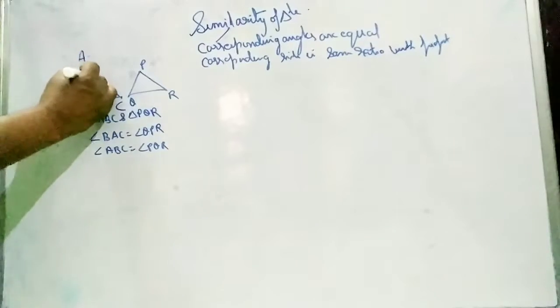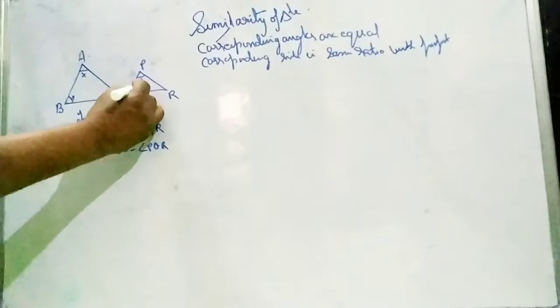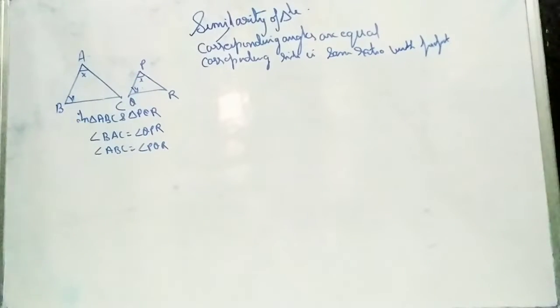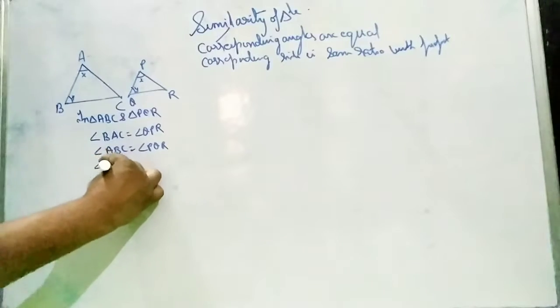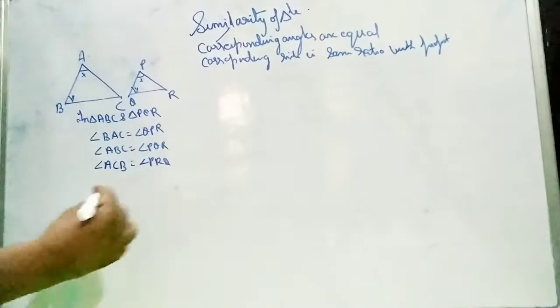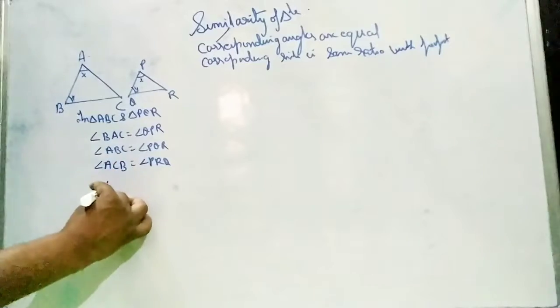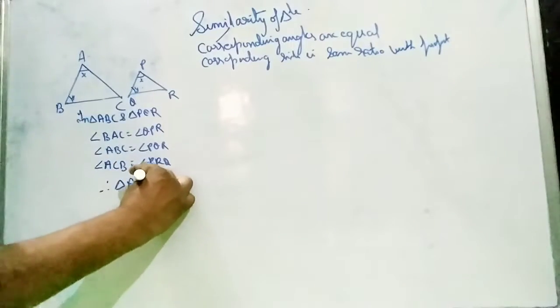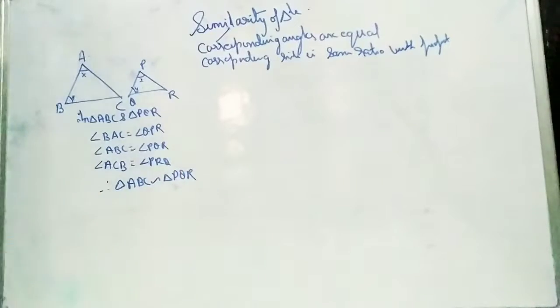If this angle is X, this angle is also X. If this is Y, this will also be Y. If two angles in a triangle are equal, the third angle ACB is equal to angle PRQ. The third angle is always equal if two angles are equal. Therefore, we can say that triangle ABC is similar to triangle PQR.